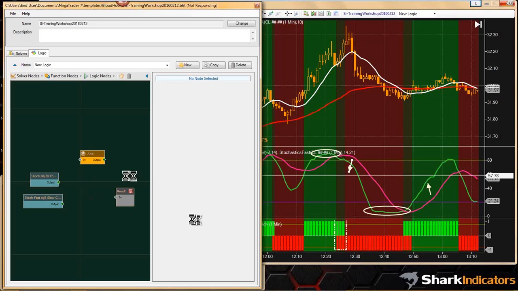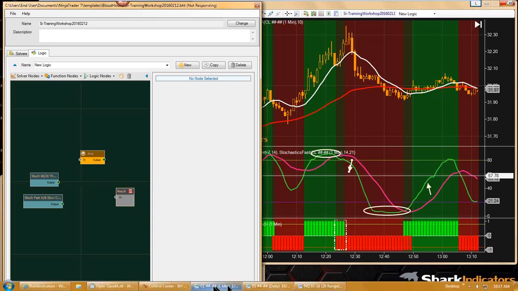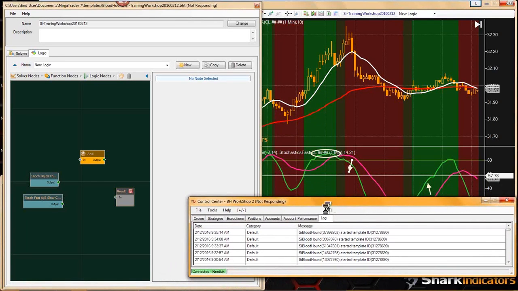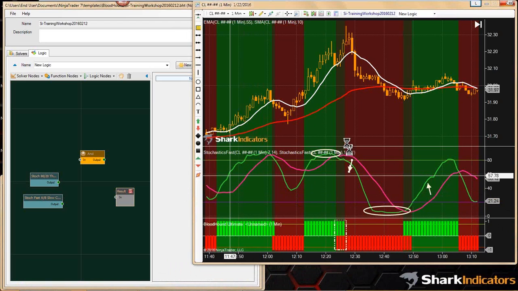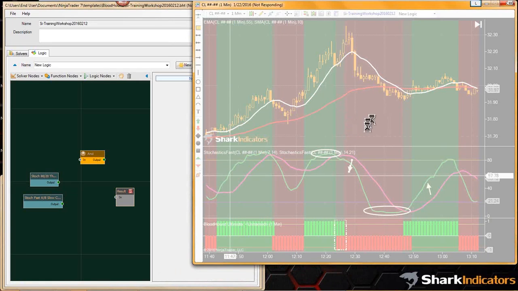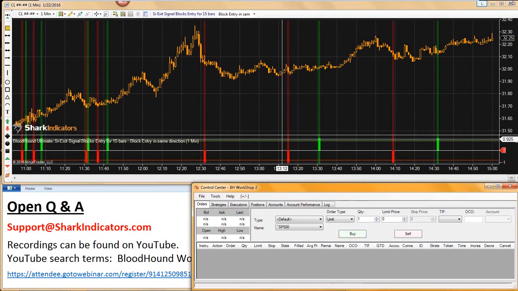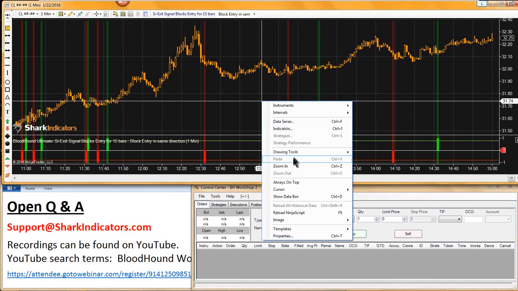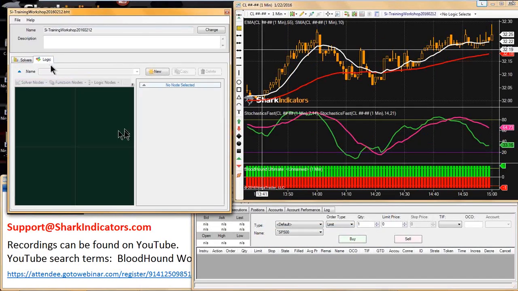Uh-oh. Looks like Ninja's thinking about something here. Interesting. Looks like my chart's locking up. Alright, let's give this a moment. Since Ninja crashed, I've got to set my chart back up. Alright, I'm going to rebuild the solvers.